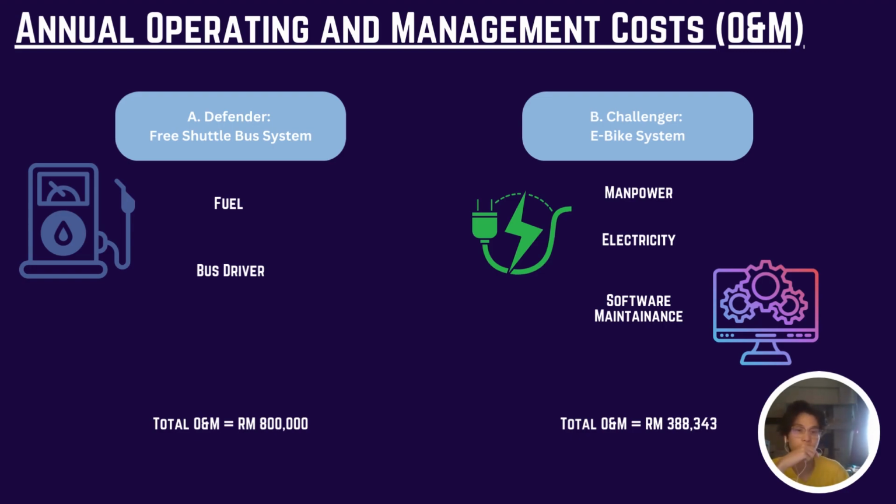And then for the challenger, which is the e-bike system, we included the manpower, the cost of the electricity, and the cost to maintain the software. For the electricity, we follow the TNB electricity tariff. So we get the annual electricity cost of about 4,840. So the total cost for this e-bike system for O&M will be 388,343.